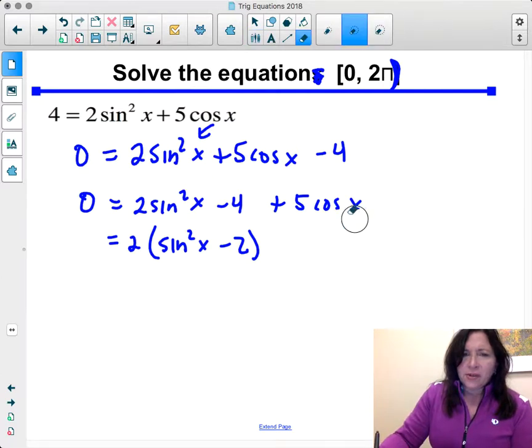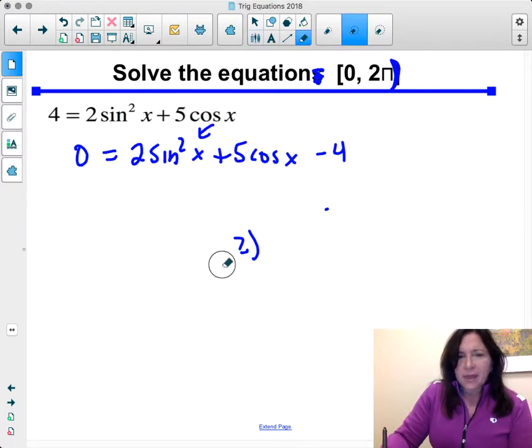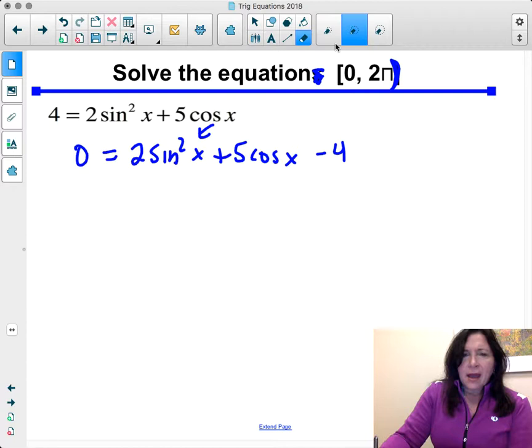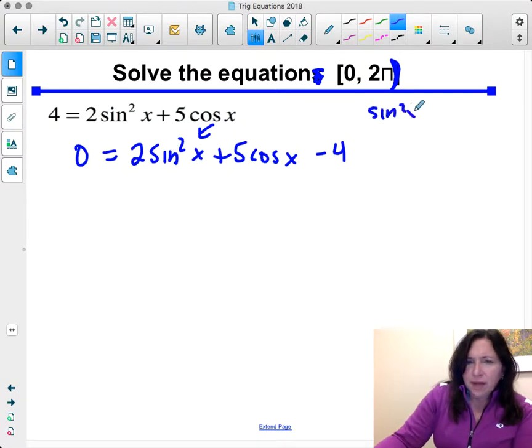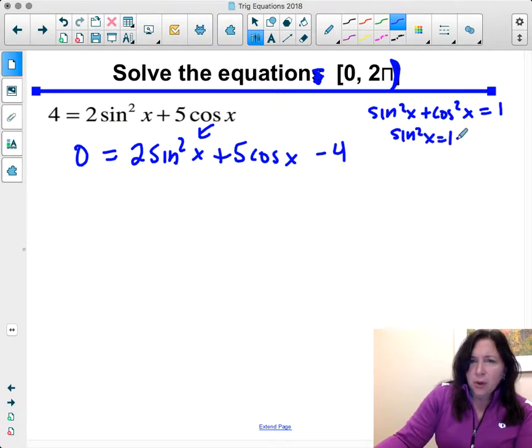So what I'm going to do is go back to my original thought for this problem. I'm going to change this sine squared of x, because this is what I'm going to do. Sine squared of x plus cosine squared of x is equal to 1. So I want this sine squared to be gone. So I'm going to replace that with 1 minus cosine squared of x.